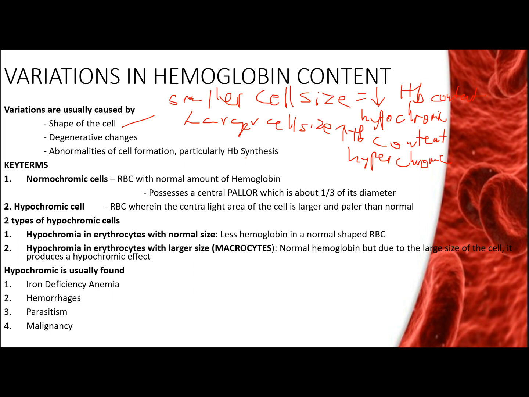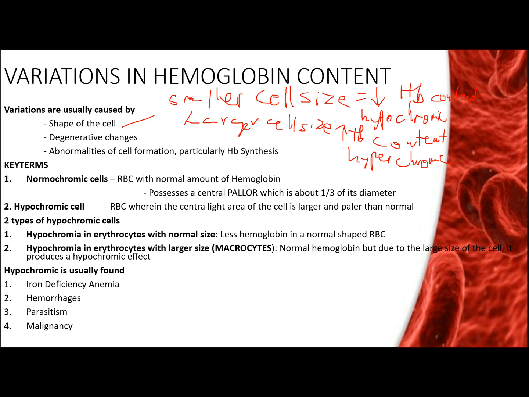Now there are two types of hypochromic cell. You have what you call hypochromia in erythrocytes with normal size, meaning they would have less hemoglobin in a normal shape RBC. So let me repeat, there is a type of hypochromic cell wherein there would be hypochromia, meaning low hemoglobin in a normal size or normal shape RBC. Meaning less ang hemoglobin doon sa normal RBC na yan.